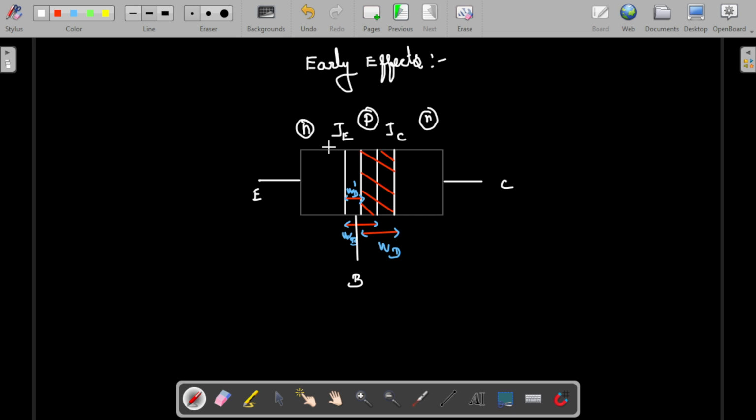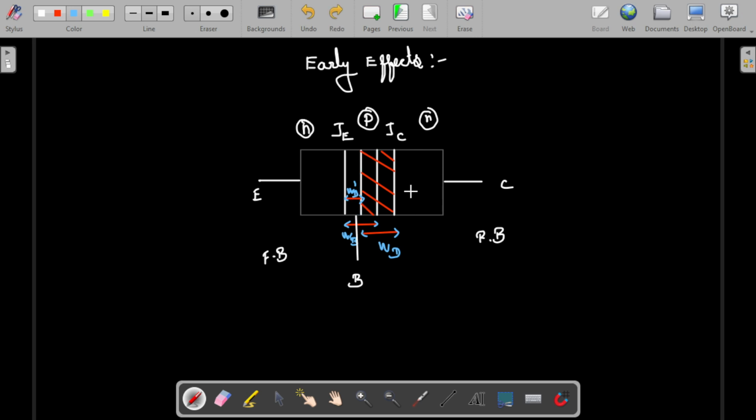We have taken an NPN transistor instead of a PNP transistor, so there is nothing to be worried about. This is JE, this is JC. We give forward potential here and reverse bias here. Whenever there is a reverse bias, there will be a depletion region. The thing I have highlighted in red is the depletion width, which is there because of the reverse potential.